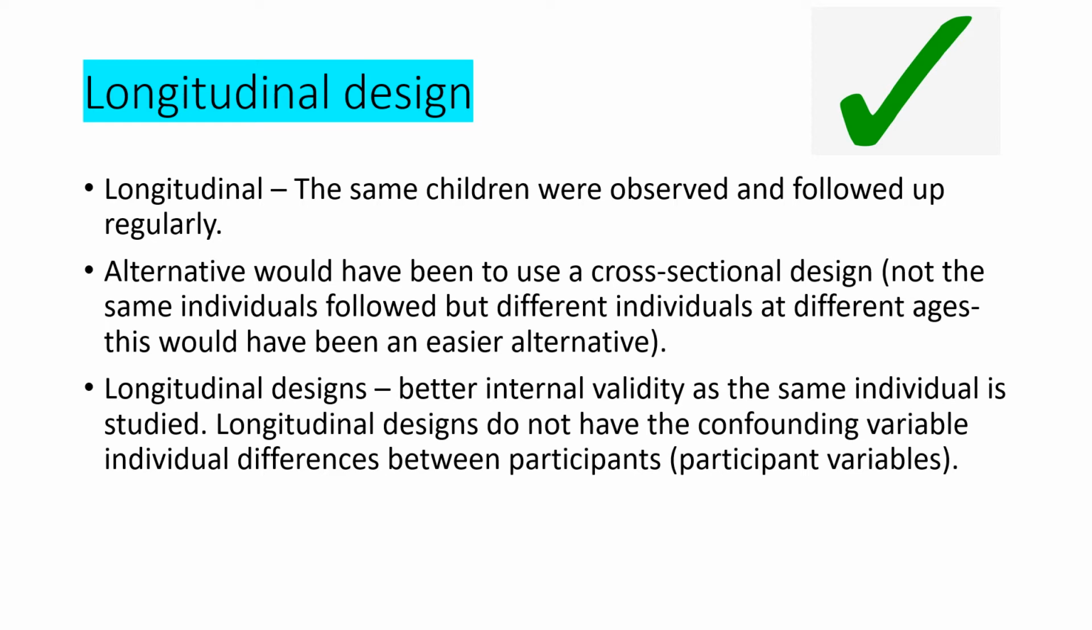An alternative method, which would have been much easier and quicker, would have been to use a cross-sectional design. That's when you have two different groups almost. So you have children of a certain age and you observe them, and then you observe different children at different ages and compare them. That would have been a quicker way, but longitudinal designs have better internal validity, and that was what was used here, as the same individual is being studied. And longitudinal designs do not have the confounding variable of individual differences between participants. So there are no participant variables that differ because you're investigating these same children.